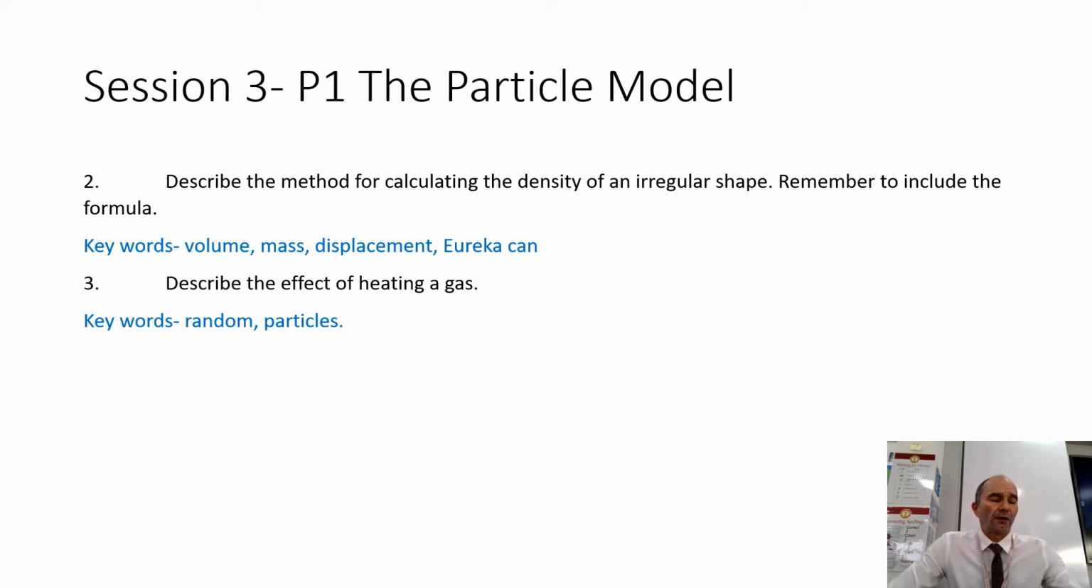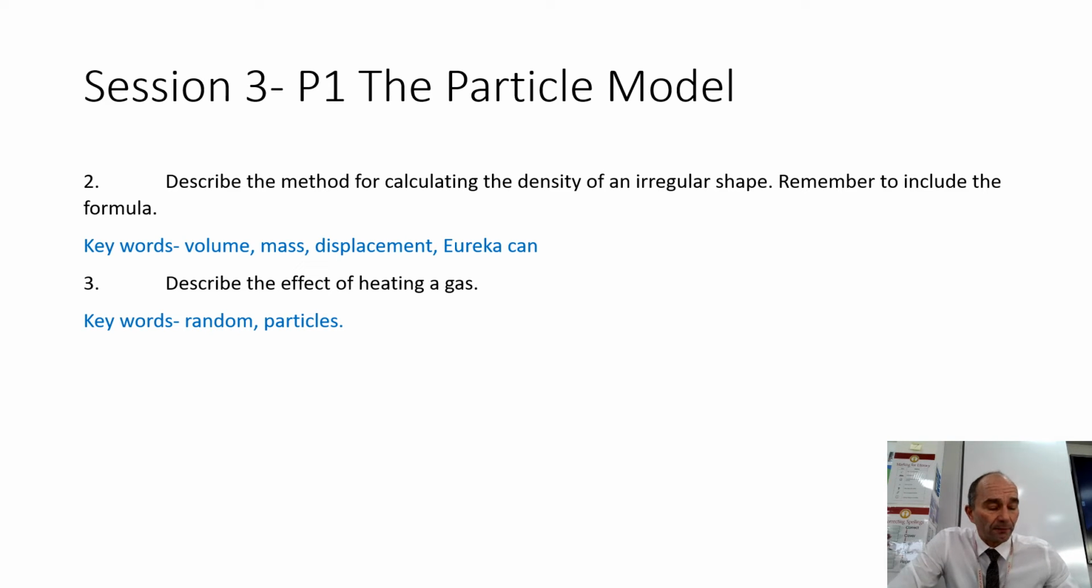Second activity is to describe the method for calculating the density of an irregular shape, and you need to remember to include the formula of how you'd go about doing that. So your keywords, you need to be talking about the volume, mass, displacement and eureka can.